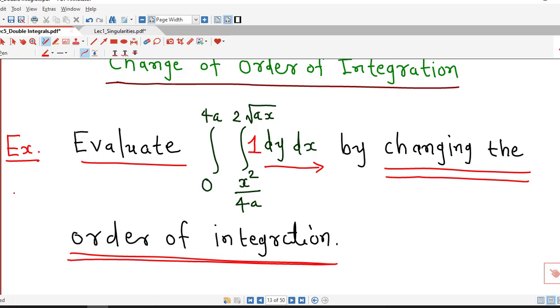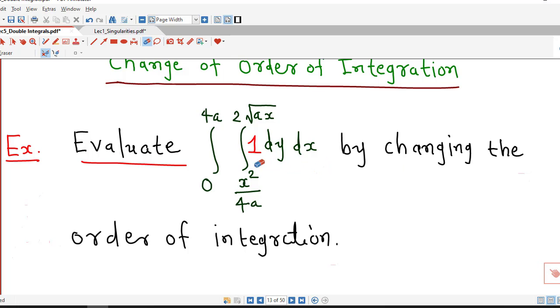In the given integral, the order of integration is first with respect to y and then with respect to x. So we don't have to go in this order. We will change the order of integration and obtain this order, first with respect to x and then with respect to y. As we discussed in the last lecture, to change the order of integration we require the region of integration. So first we will write down the given information.